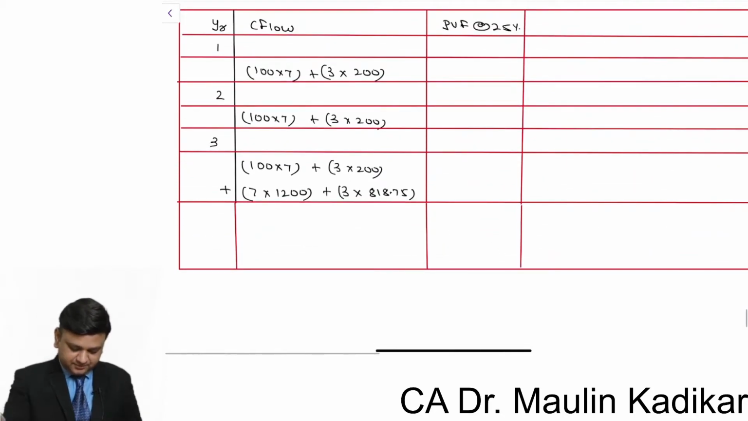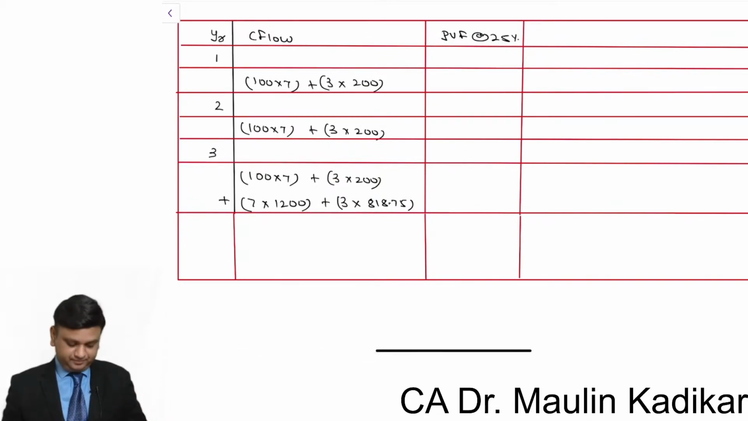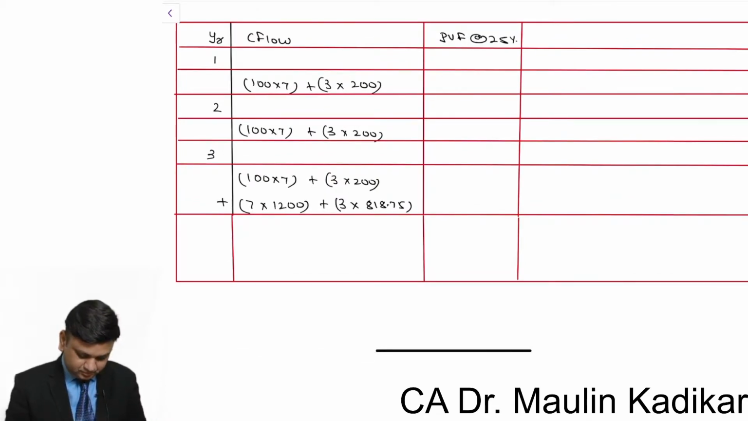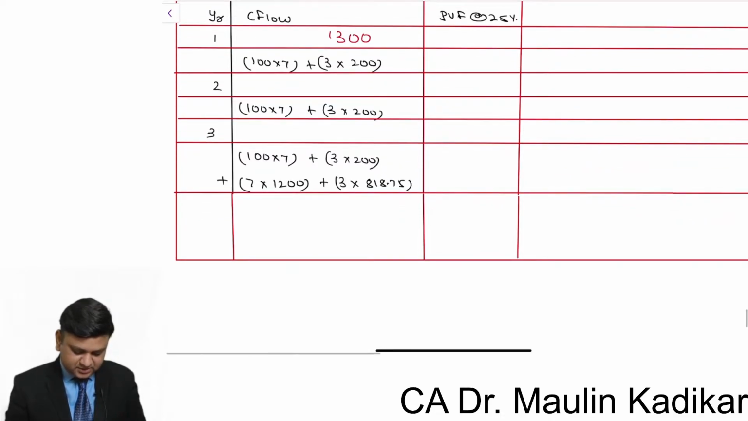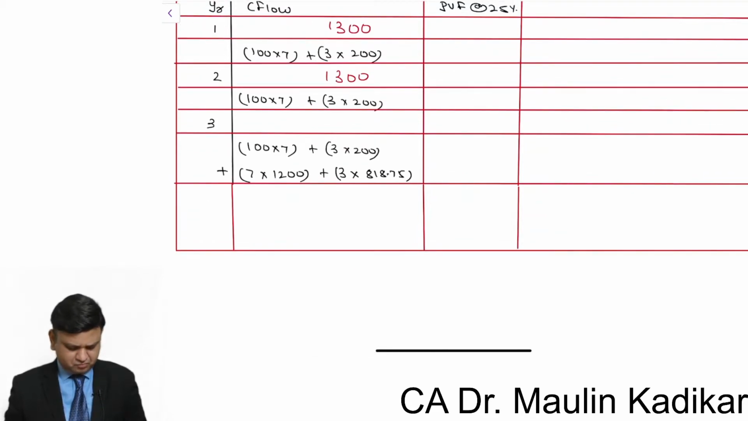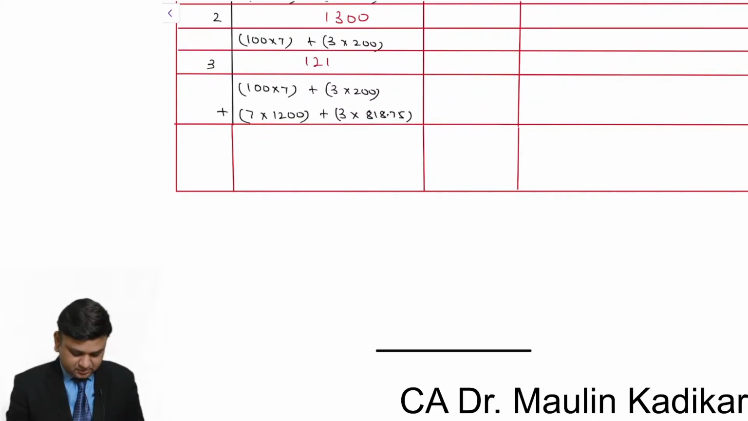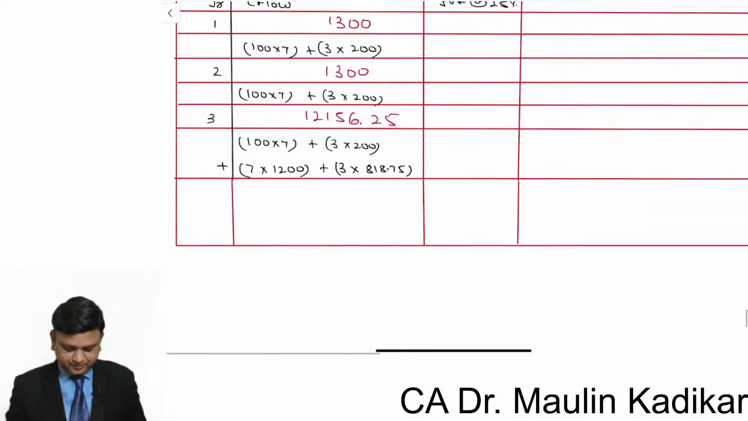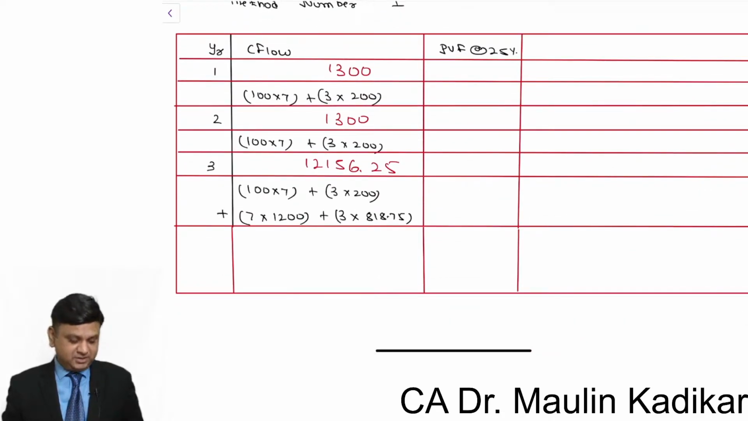So present value factor. In the first year what is the cash inflow? 1300. Second year it is the same. Third year it is 3317.5: 7 into 1200, that comes to 8400, and 3 into 818.75, so 2456.25, plus 8400 plus 1300. So the last year cash inflow is 12,156.25. Now it will be discounted at the rate of 25%.